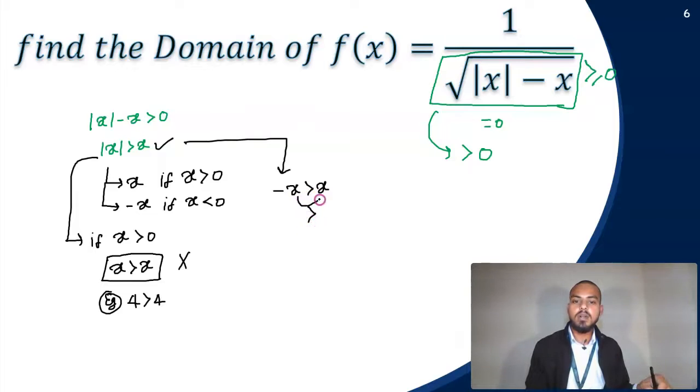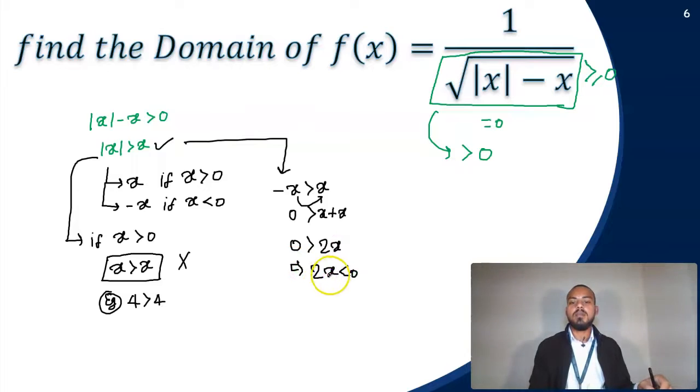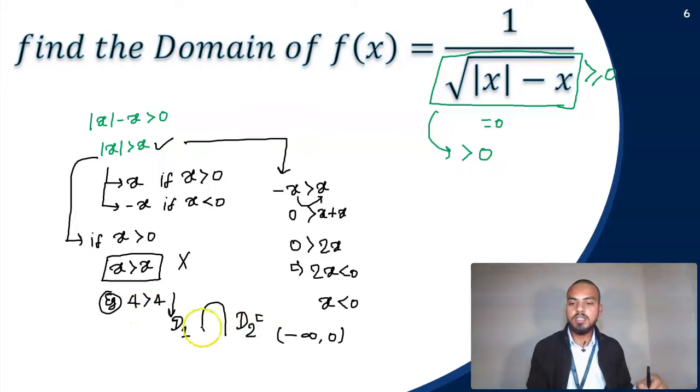If you take it to the right side, x plus x, and here there is only 0. So 0 is greater than 2x, and we can also say that 2x is less than 0. If we multiply both sides by 1 over 2, this is equal to x less than 0, and in this case its domain is minus infinity to 0. And if you take the intersection of these two domains, what is the intersection? Nothing. Suppose this is phi and this is minus infinity to 0, so what is the intersection? This is only phi. So phi is the domain for this function.